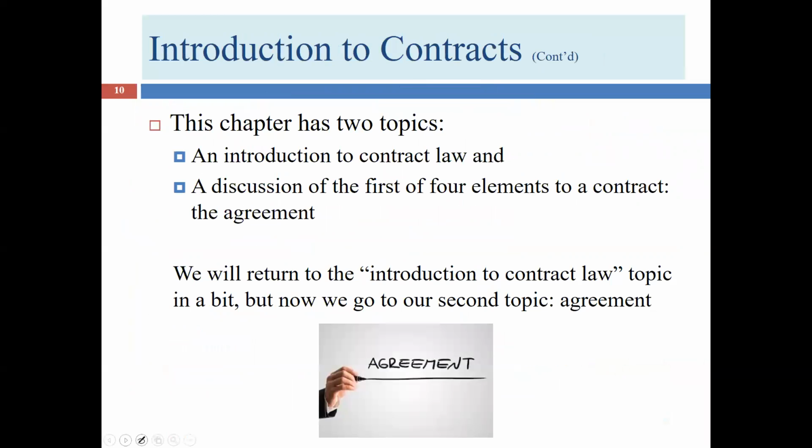Okay, so we've gone through very briefly 3 of the 4 elements of a contract. We've touched a little on some introduction to contract law. We're going to return to this topic later in this chapter, but now we're going to switch to that first element of our contract, the agreement requirement. Don't worry, we're going to come back to this, but we're going to cover the agreement topic next. So let's continue on.